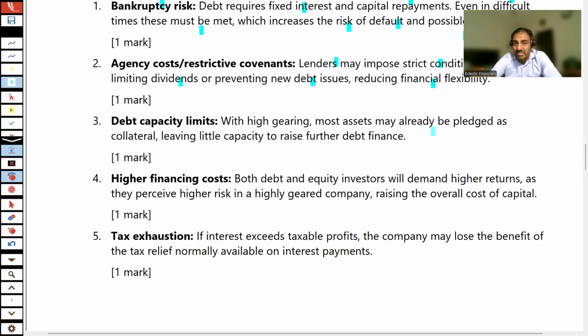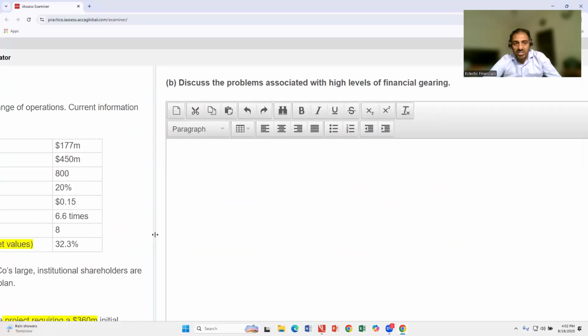Debt capacity limits means if you add more debts with high gearing, you have already pledged the assets as collateral. So your capacity to raise funds becomes limited. Higher finance costs, for both debt and equity, because of having more financial risk. Tax exhaustion, as I've discussed. That's a simple 5 points. You just write these 5 points.